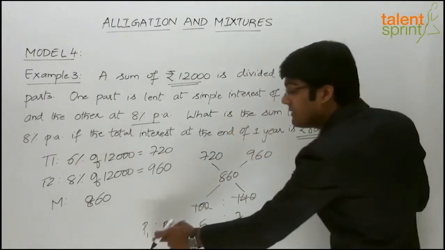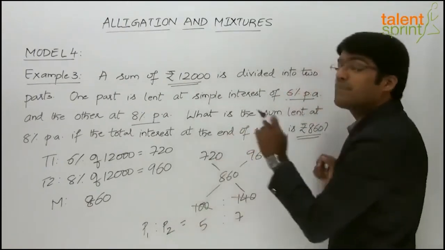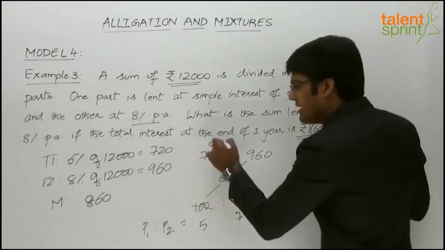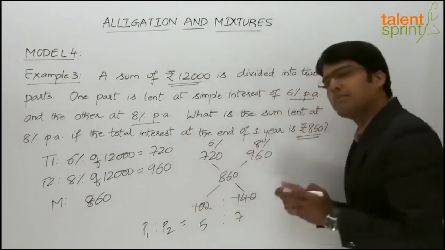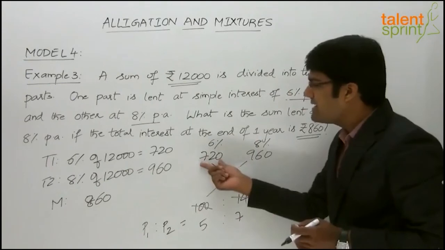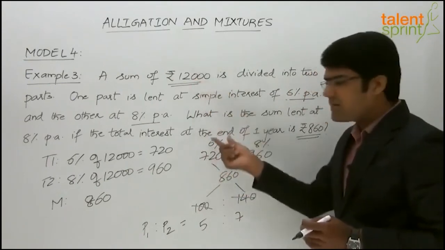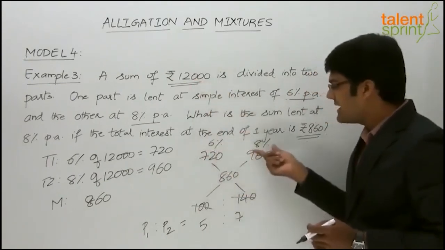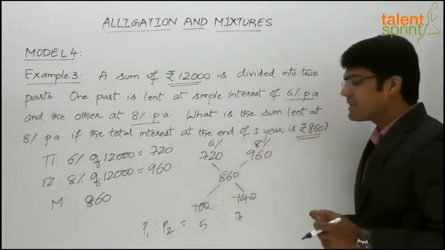Now what is P1? P1 is the value which has been lent at 6% per annum, right? You have to take this properly. 6% is to 8% or otherwise 8% is to 6%. Because 720 is 6% of 12,000, we know that this is for 6%. So 6% and 8%, that ratio is 5:7.